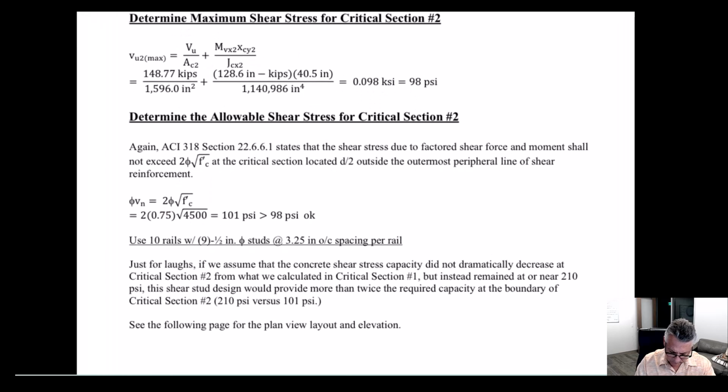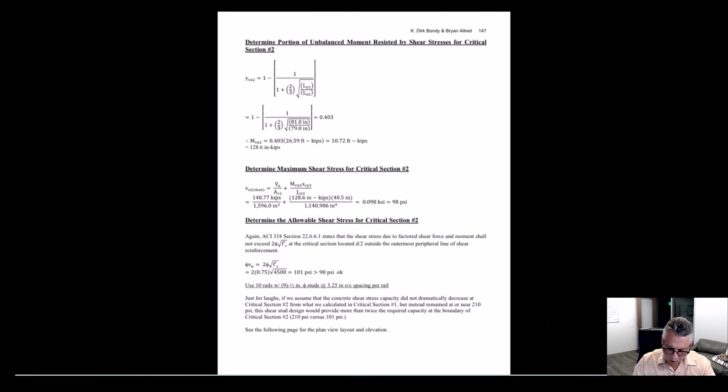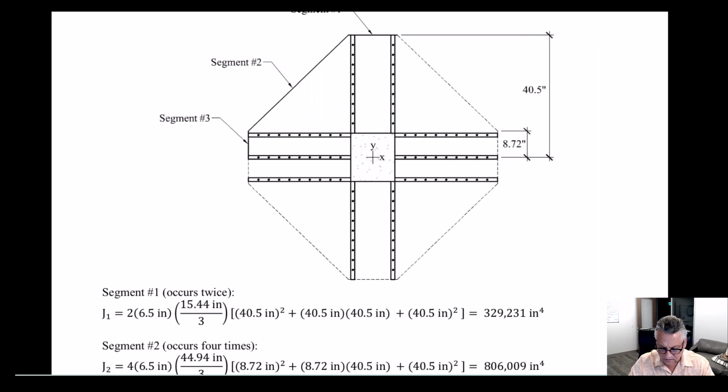By the way, we're allowed, again, at the edge of this new shear plane, only 101 psi. But before we had 210. So we are literally allowed less than half of what we had when we were just looking at the first critical shear plane, when this is pre-stressed concrete and we didn't have any shear studs. You ask, why is that? Well, the answer is, and this makes sense, but you really have to think about it.